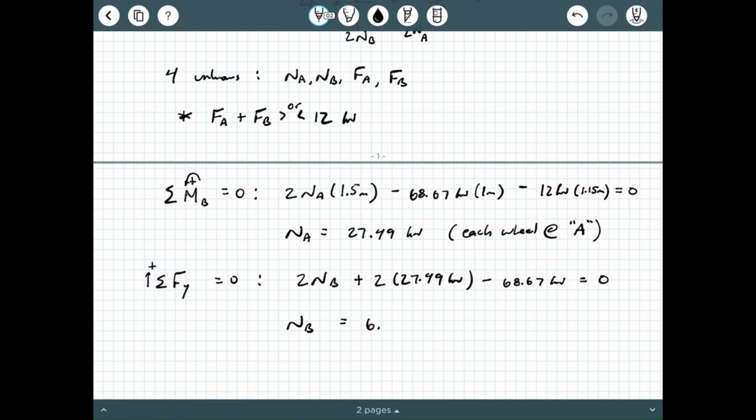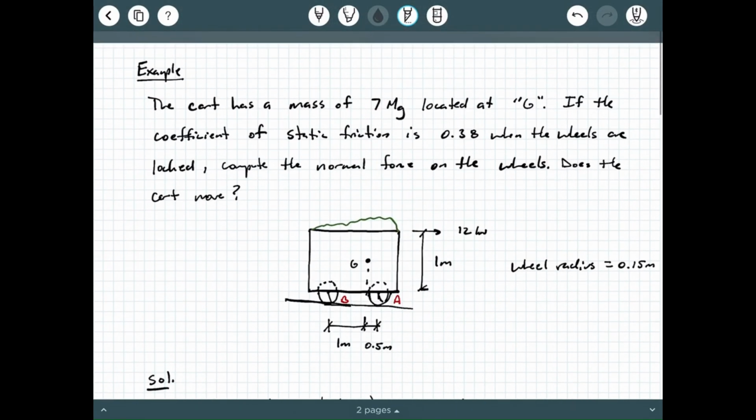I'm punching this in my calculator as we speak. So I get 6.85 kilonewtons. And again, this is each wheel at B. So remember, the cart's really not on 2 wheels, it's on 4 wheels. 2 of them are at line A, and then the other 2 are at line B. That's where I'm getting this coefficient of 2 from, okay?